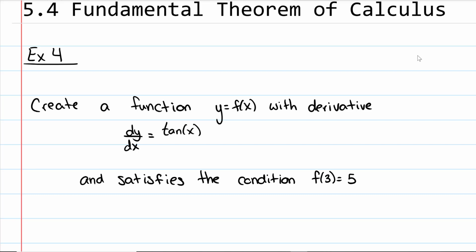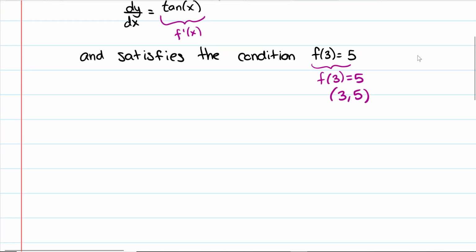Looking at this problem, make a note that this is f prime of x, and also make a note that f of 3 is equal to 5, so then you get the point 3 comma 5. So when I plug 3 into my f of x function, I should get 5 as a result. So here we go.